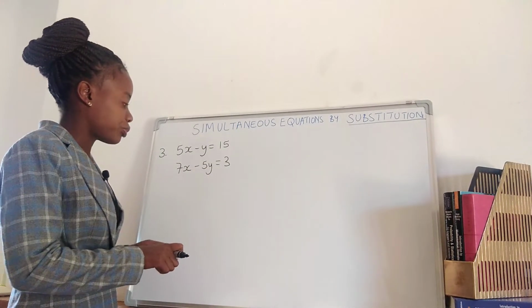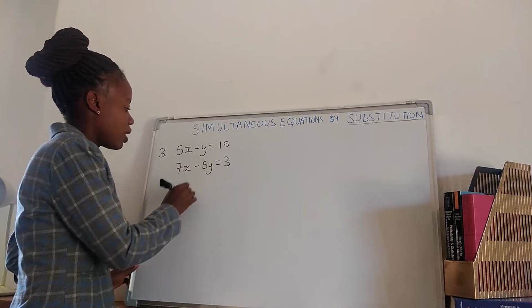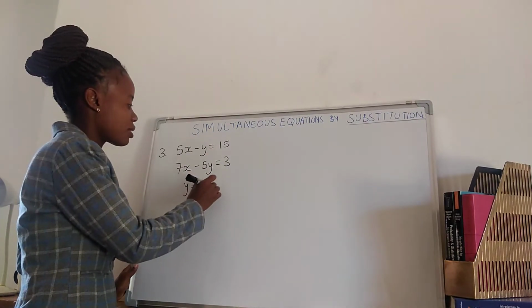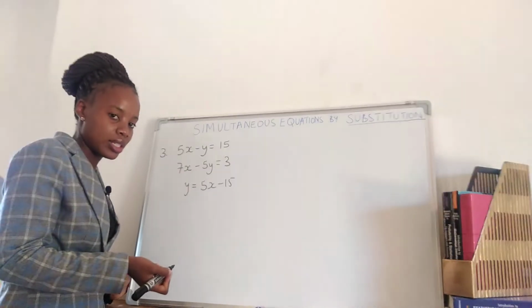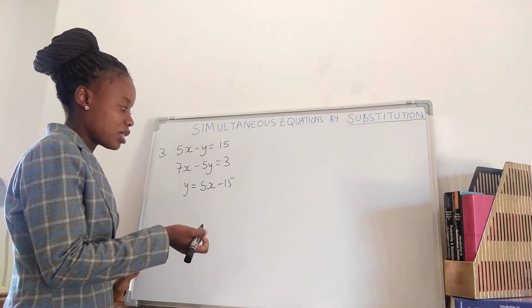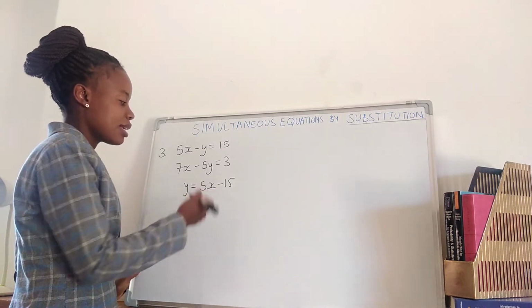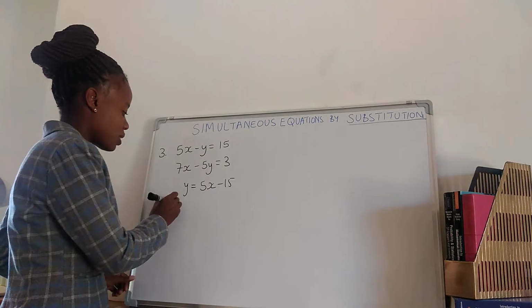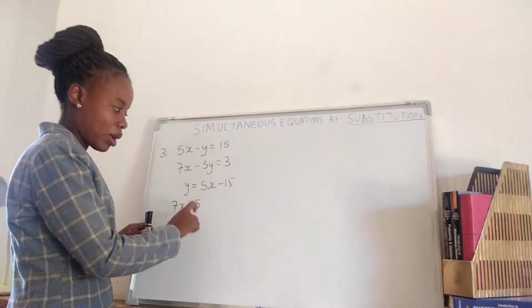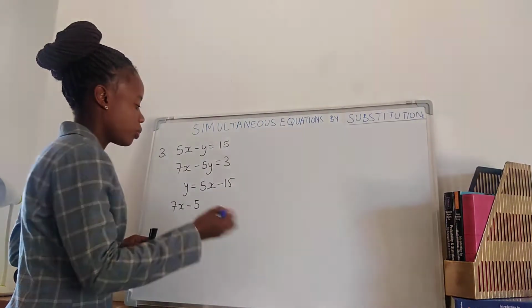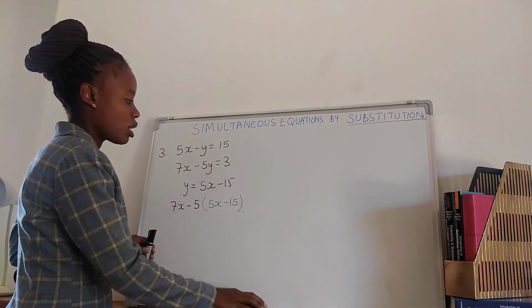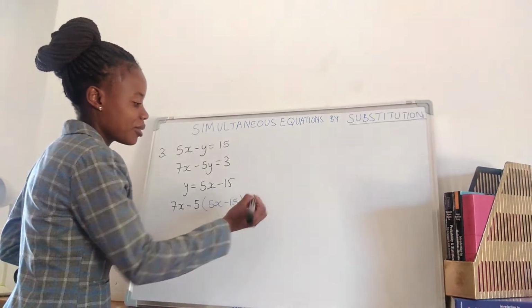So we're going to have y equals, we take y to the other side and 15 to this side, 5x minus 15, right? Make sure that y is positive, so we're going to have y equals 5x minus 15. After that we substitute this in equation 2, so we're going to have 7x minus 5, and we're supposed to write y, and this is y, so we're going to have (5x minus 15) equals 3.